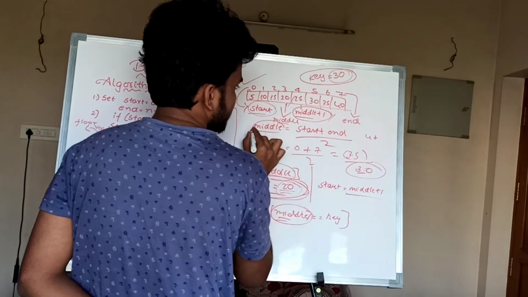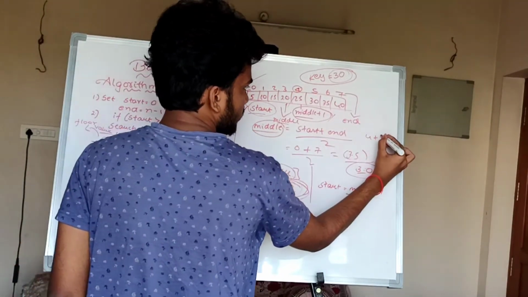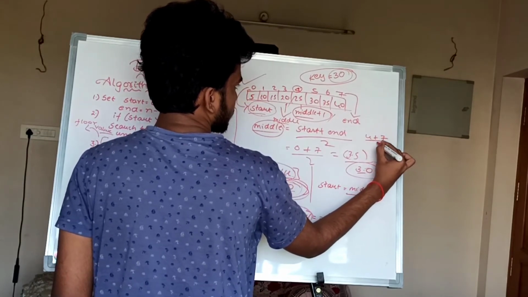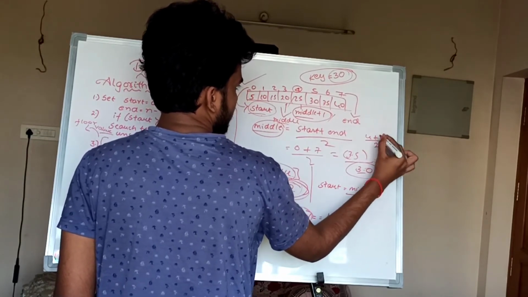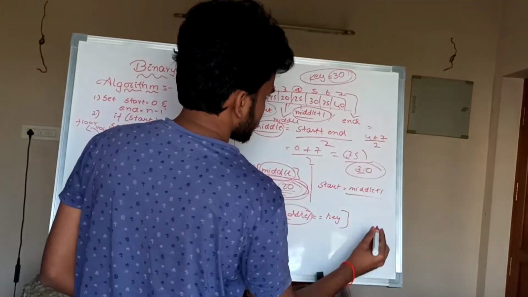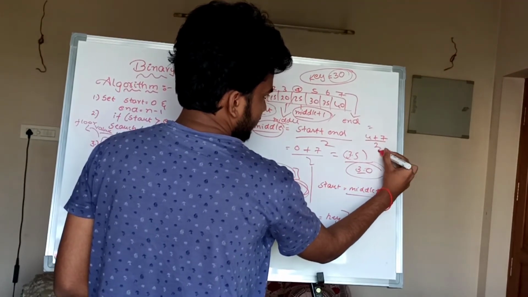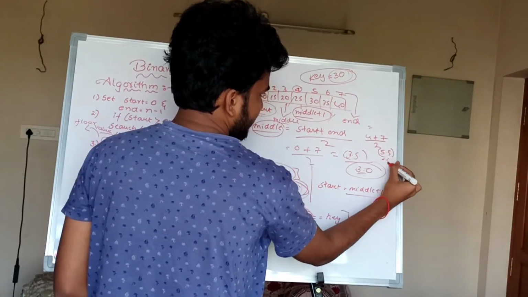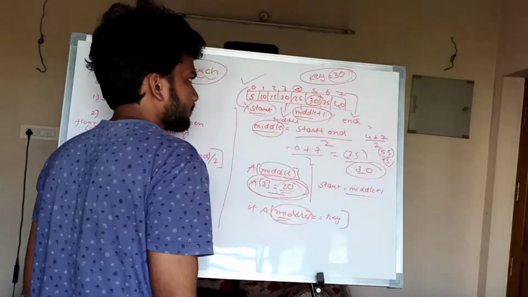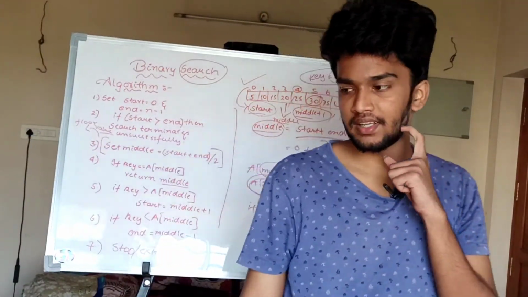This middle operation is start plus n by 2. Now here start is 4 plus 7 by 2, that is 11 by 2, you will get 5.5. When you apply a flooring function you will get 5. So again our middle element is 30, we got the middle element as 30, right?